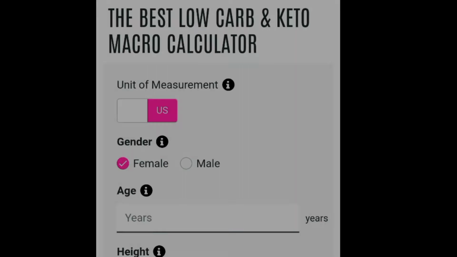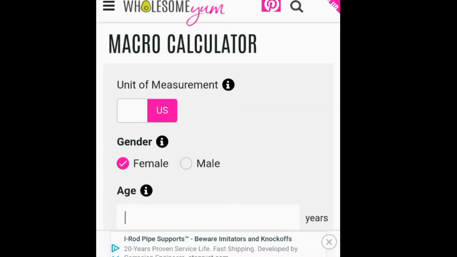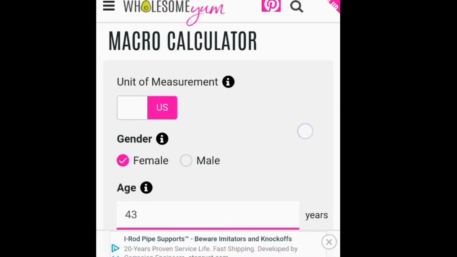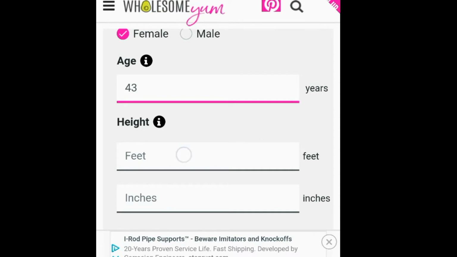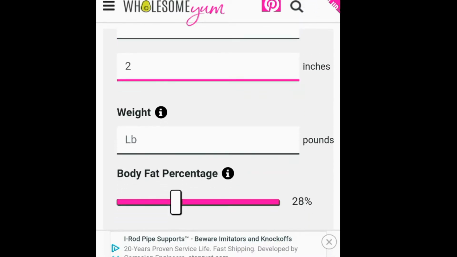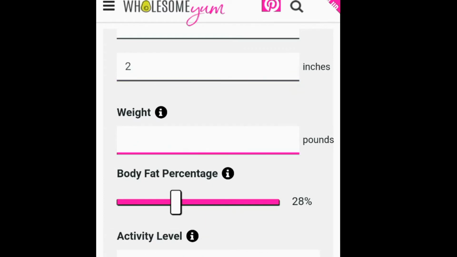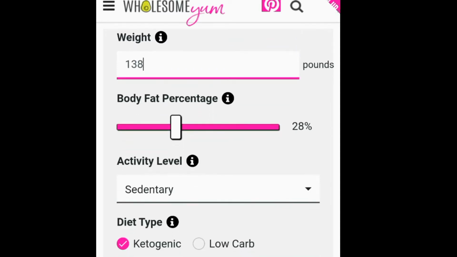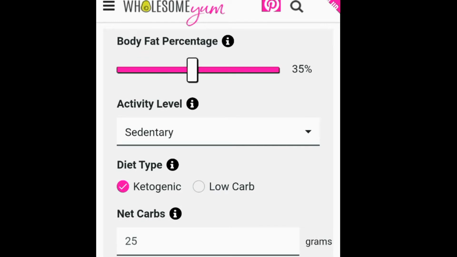Watch this. Right, I am female. I am 43 for another week. I'm holding on to being 43. I am 5 foot and 2 inches. And my weight is, what was I on Monday? Was it 138 pounds? Not on Monday, on Thursday. I think so. My body fat percentage is quite high. I'm going to put it about 35. I don't know exactly, but I know it's way too high.